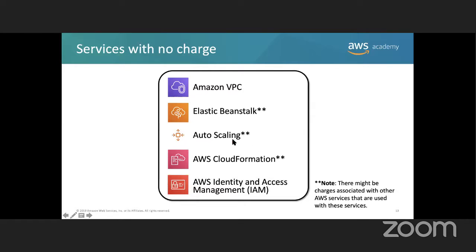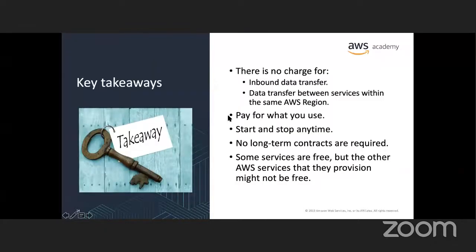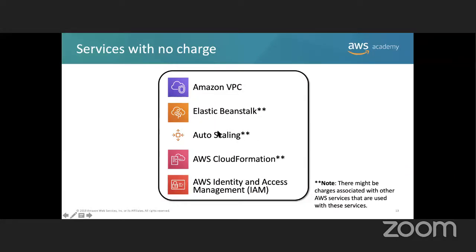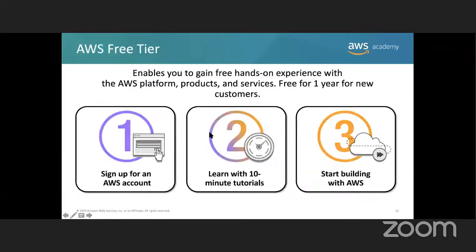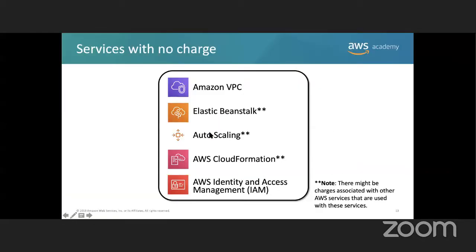Okay. Auto scaling group is not charged. Elastic Beanstalk is not charged. AWS CloudFormation is not charged. But whatever you create with them, you have to pay for it. Okay. It says here there might be charges associated with other services that are used with these services. Okay, so with this guy, you're creating instances, because when the demand is high, what's going to happen is it's going to create other servers. So those servers that you're creating, you have to pay for them.